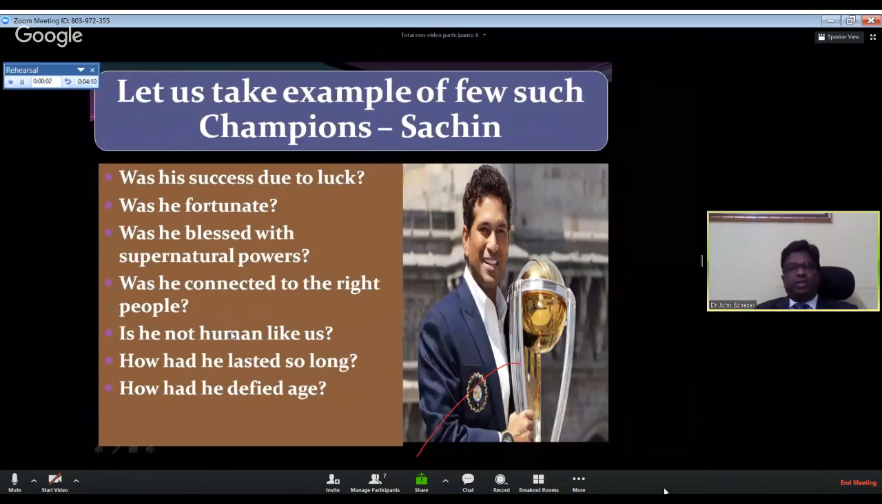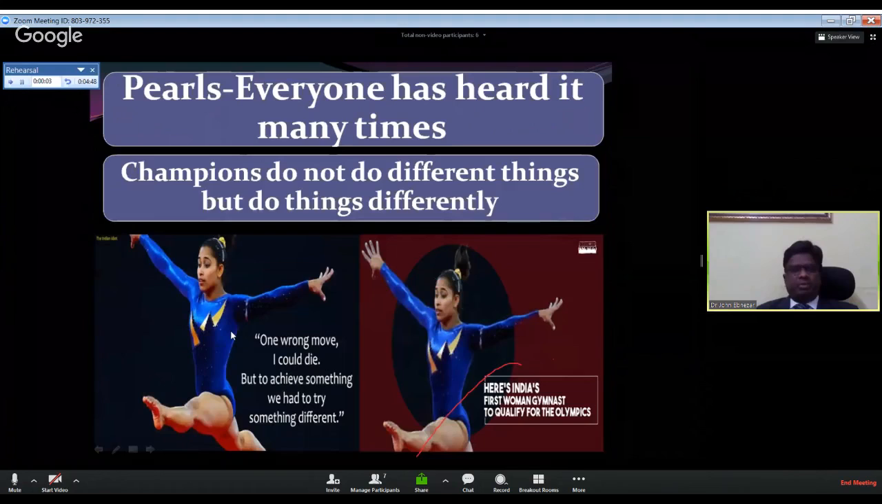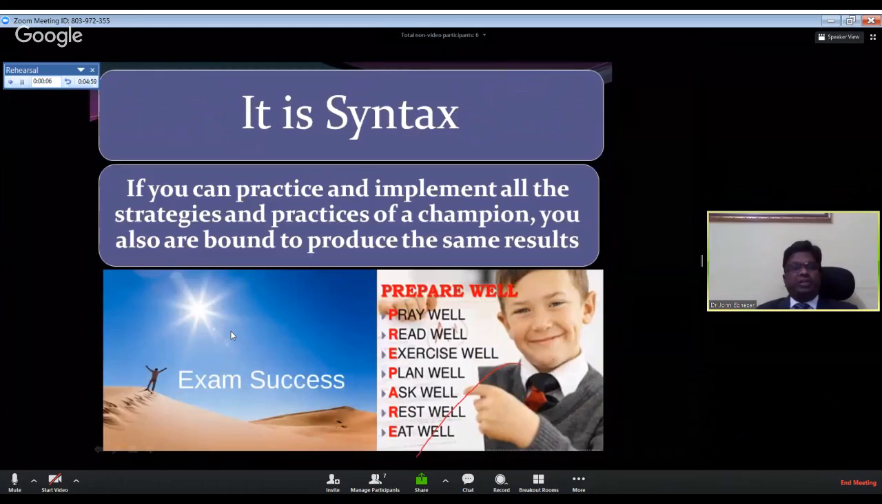Let us take the example of a champion, say Sachin. Was his success due to luck? Was he fortunate? Was he connected to the right people? Is he not human like us? How has he lasted so long? How has he defied age? Their success, is it a fluke or is it due to intense preparation, strict discipline, sustained practice, strict fitness levels, learning new skills, working on the next, discussing with their peers, humility at all times? Everyone has heard it many times: champions do not do different things, but do things differently. It is said that if you can practice and implement all the strategies and practices of a champion, you can also hope to produce the same results.